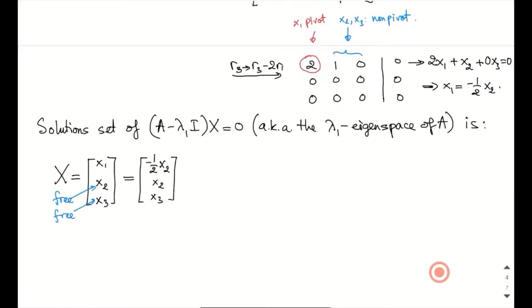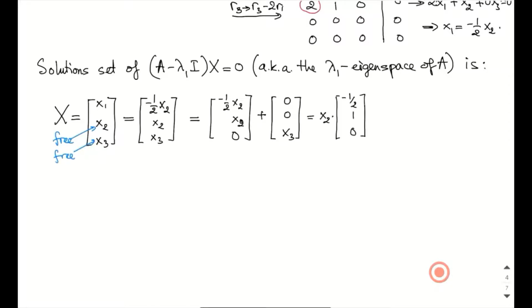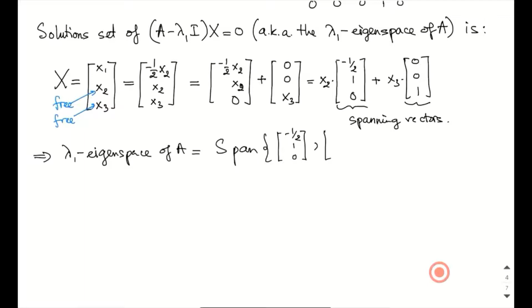Now, in order to find a basis for the solution set, in other words, the lambda 1 eigenspace, this is going to be the same as negative 1/2 x2, x2, and 0, plus 0, 0, and x3. So this is equal to x2 times this vector and x3 times 0, 0, 1. It turns out that every vector in the eigenspace corresponding to lambda 1 is in fact just a combination of the two spanning vectors here. And so the lambda 1 eigenspace of A is equal to the span of negative 1/2, 1, 0, and 0, 0, 1.